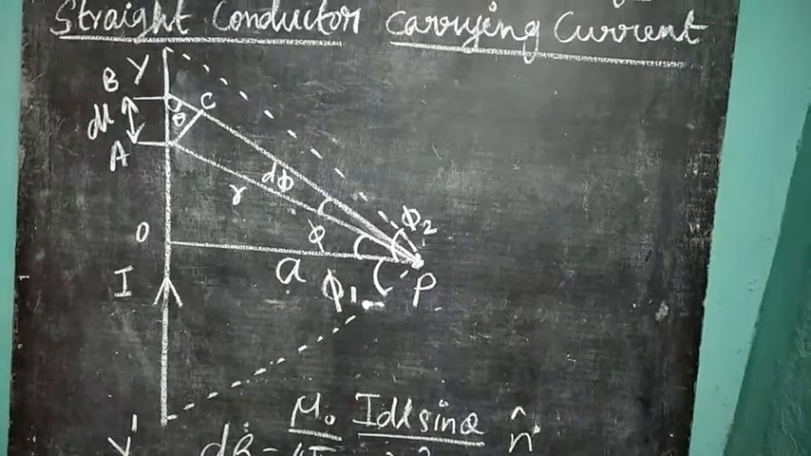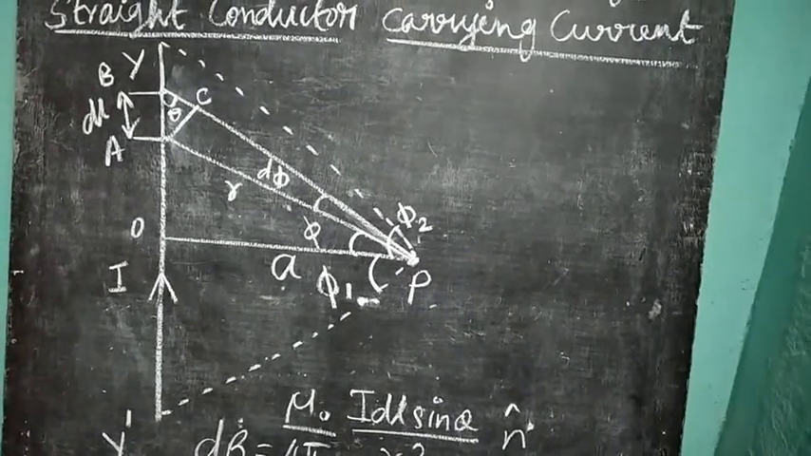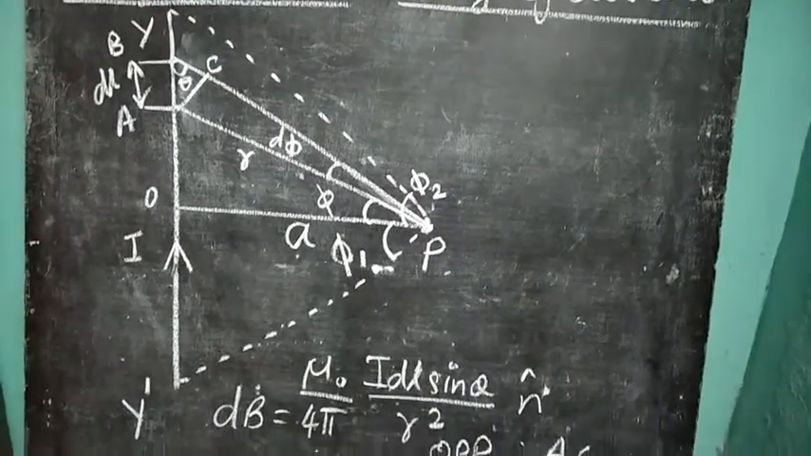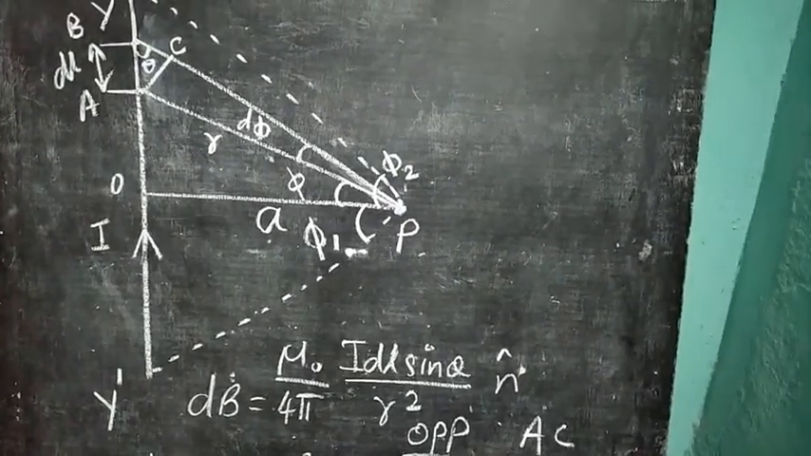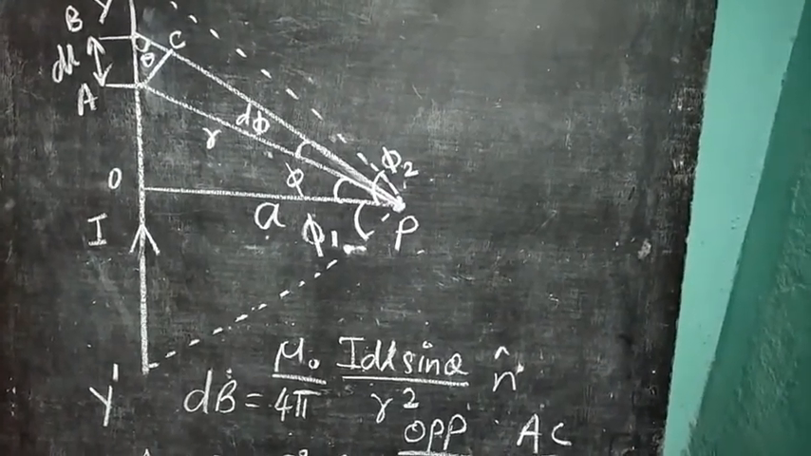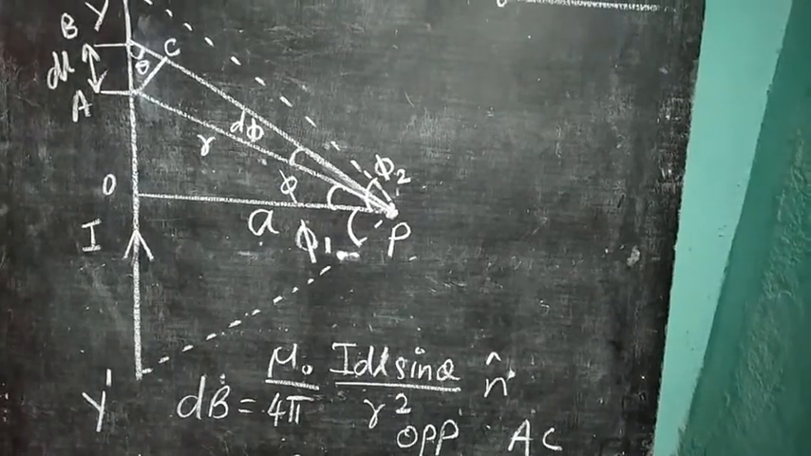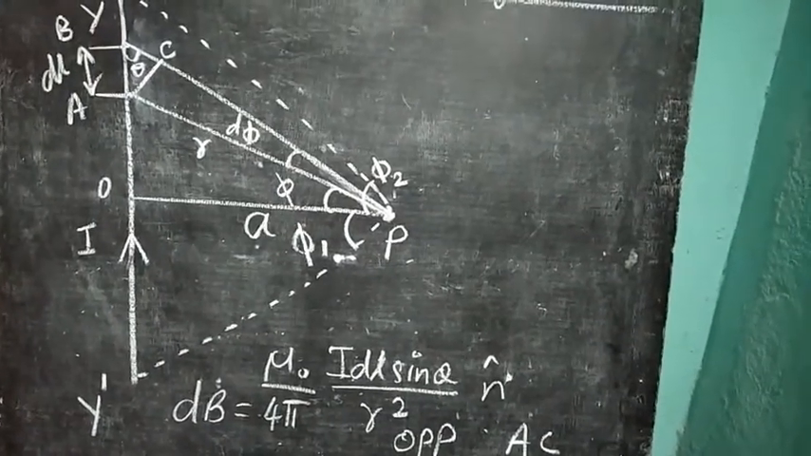According to the Biot-Savart law, the developing magnetic field dB is equal to mu naught by 4 pi, I dl sin theta by r square, n cap. Here n cap is the unit vector.